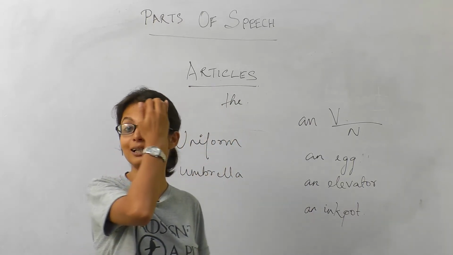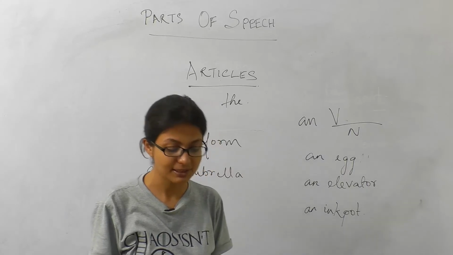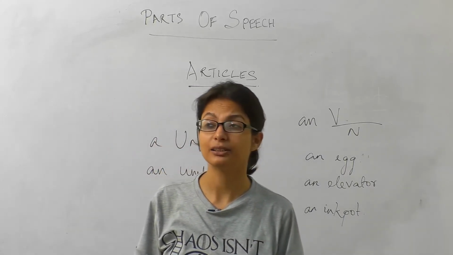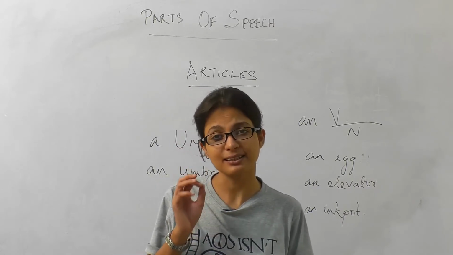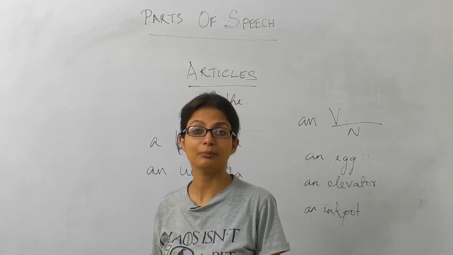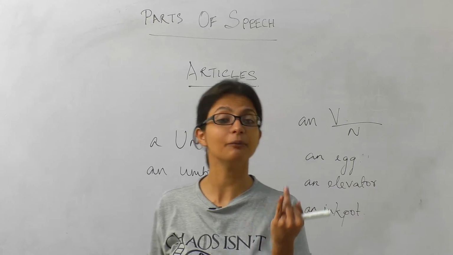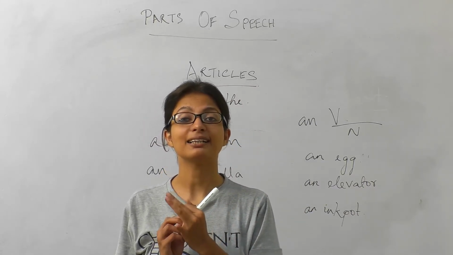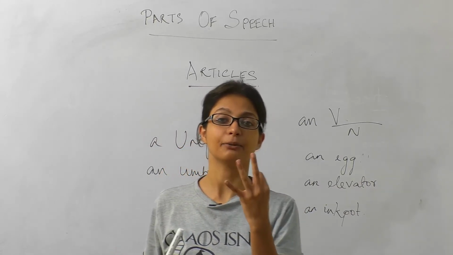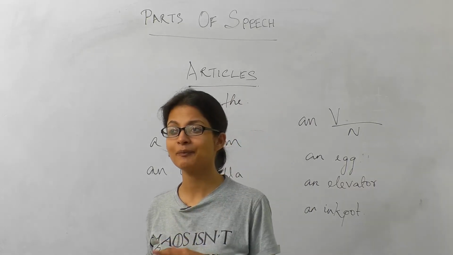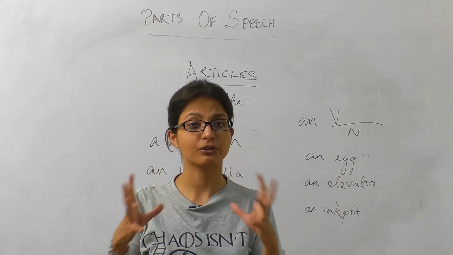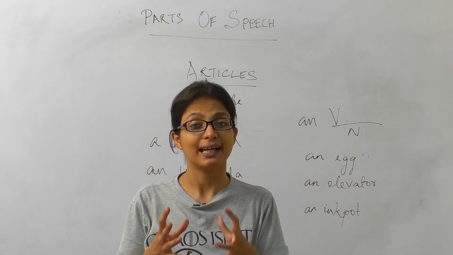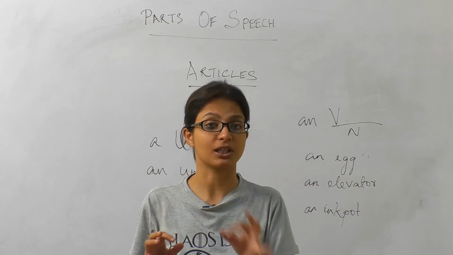Whenever you are using a country's name, please do not say the India, the Germany, the England. However, there are certain countries which are an exception. For example, the United States of America, the United Kingdom, and the United Arab Emirates. Now, what happens in these? They are basically not one nation but a conglomeration or an association of nations. That is why you attach the before those countries.